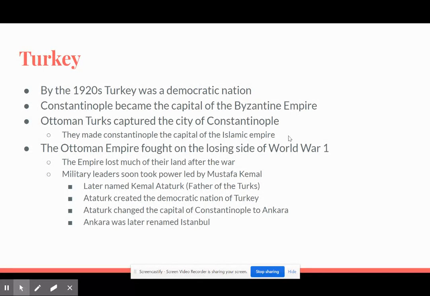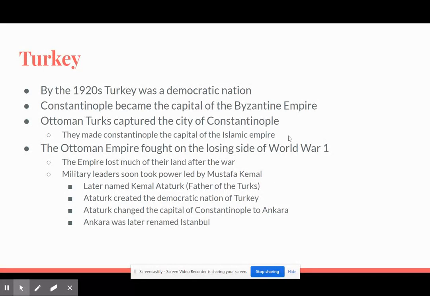Turkey. By the 1920s, Turkey was a democratic nation. Constantinople soon became the capital of the Byzantine Empire. Ottoman Turks captured the city of Constantinople. They eventually made Constantinople the capital of the Islamic Empire.